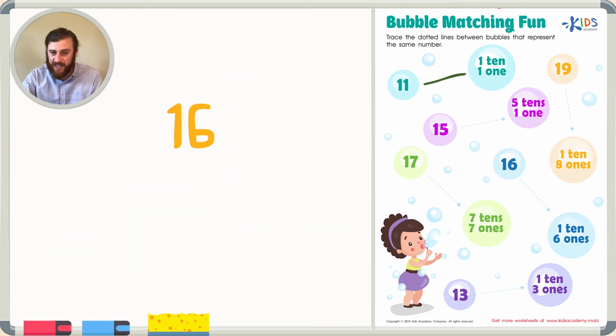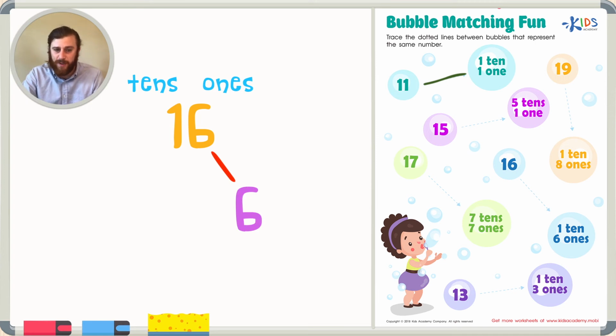We have 16. How many ones and tens are made up of the number 16? Do you know by this point? Well, let's make our place value chart to see. We'll set it up with tens and ones. How many ones are there? Well, I see the number 6, so I know that there are 6 ones, because when a number is in the ones place, it just represents itself.